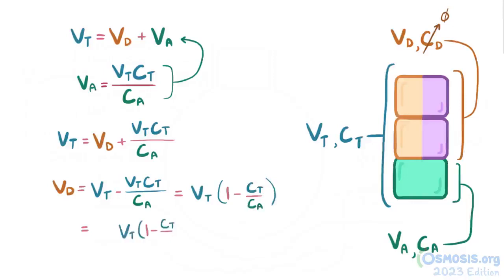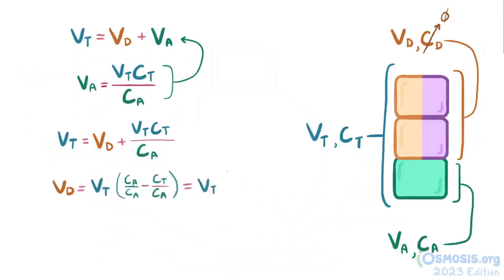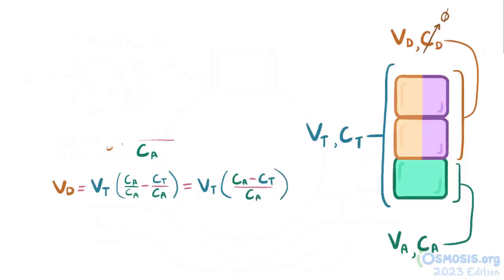Now let's multiply all of this by Ca over Ca, which we can do because anything over itself is just equal to 1. After distributing Ca over Ca, you get Vt times the quantity Ca over Ca minus Ct over Ca. And finally, at long last, we have the tidal volume times the quantity, concentration of the alveoli minus the concentration of the tidal volume, all over the concentration of the alveoli.